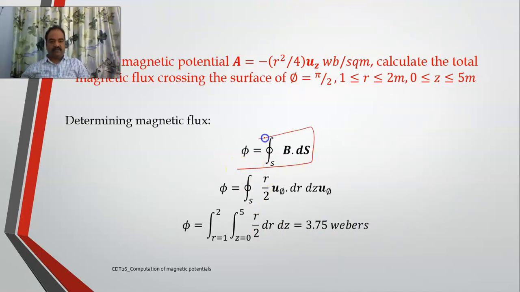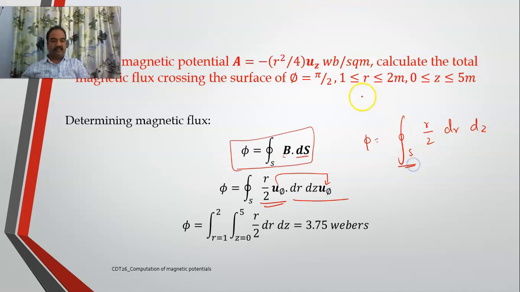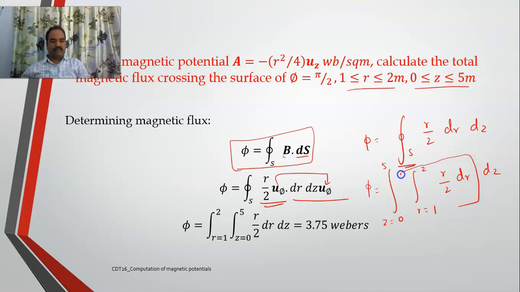Now this is my expression for magnetic flux. This is B, this is the phi direction, and this is dS. This is the dot product, so this will become 1. So the remaining thing is phi is equal to the integral over S of R by 2 dr dz. And what is the surface integral? R is varying and Z is varying, so I am going to write it in this fashion. Z is equal to 0 to 5 and R is equal to 1 to 2. Right? So first of all, let me complete this inner term here.